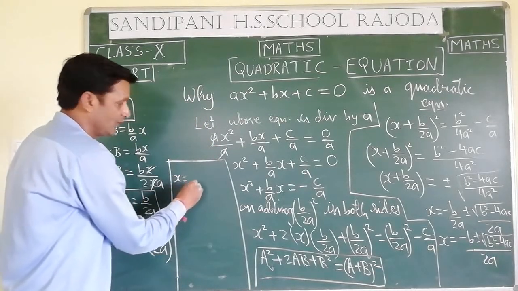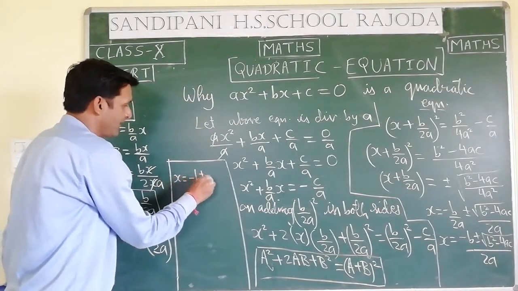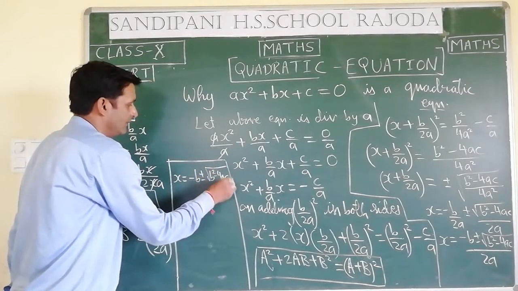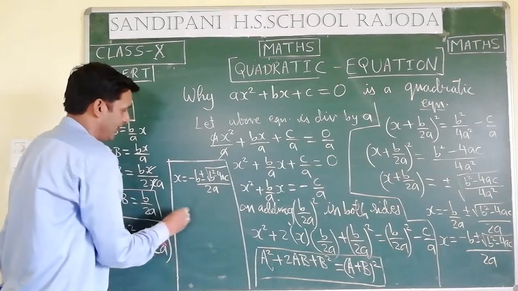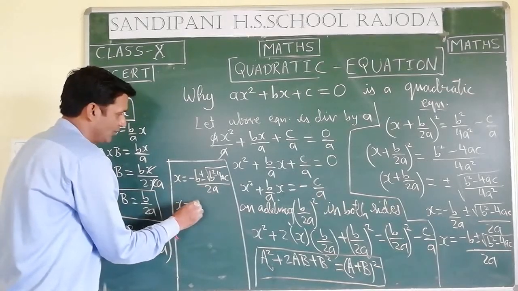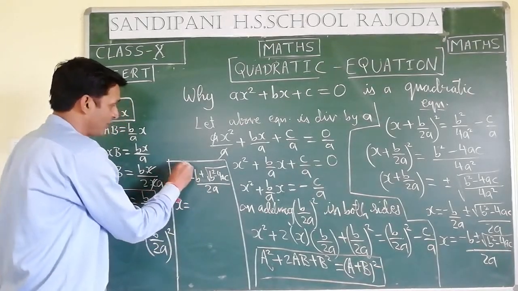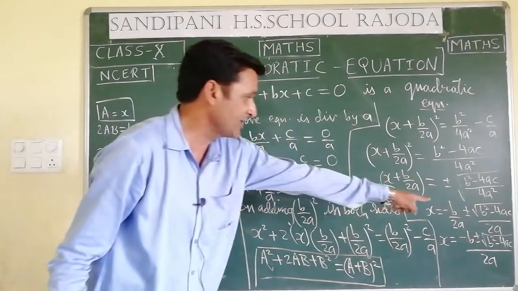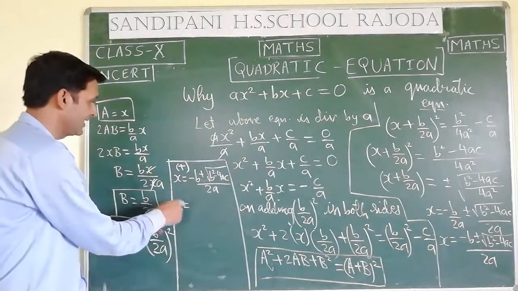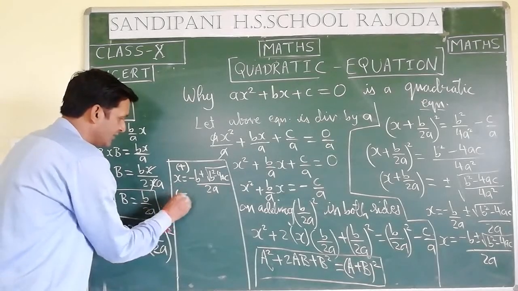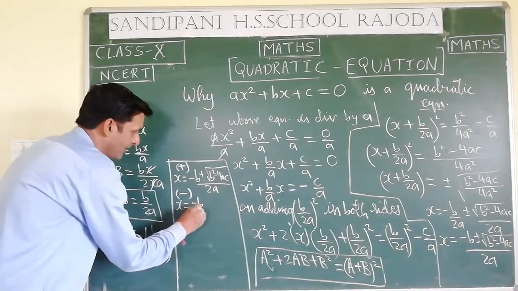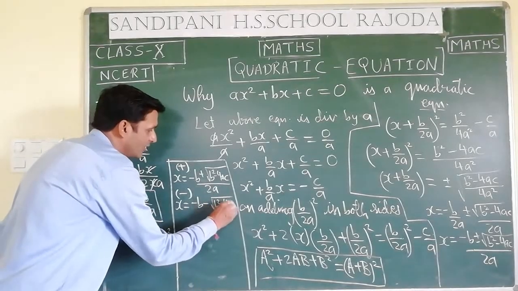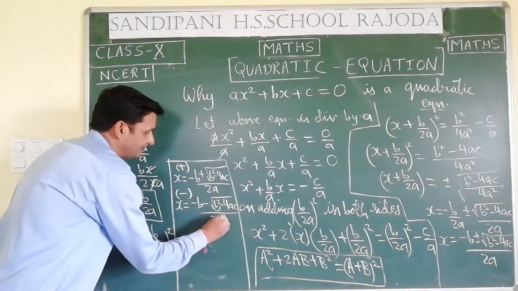x is equal to minus b plus minus under the root b square minus 4ac upon 2a. If we are taking the positive sign, then x is equal to minus b plus root b square minus 4ac upon 2a, and in case of the negative sign, it will become minus b minus root b square minus 4ac upon 2a.